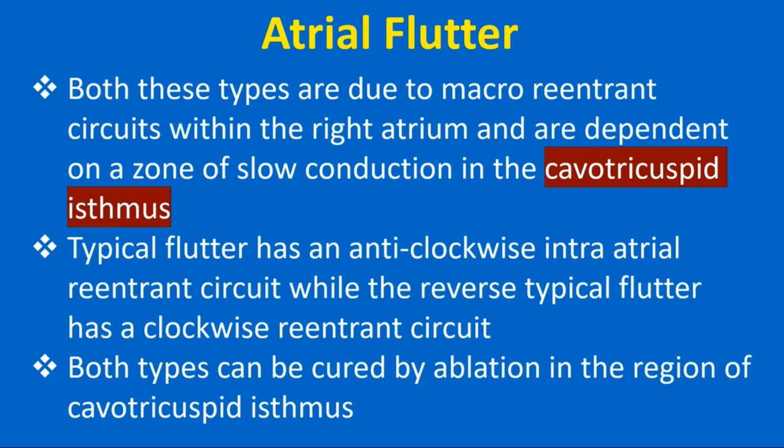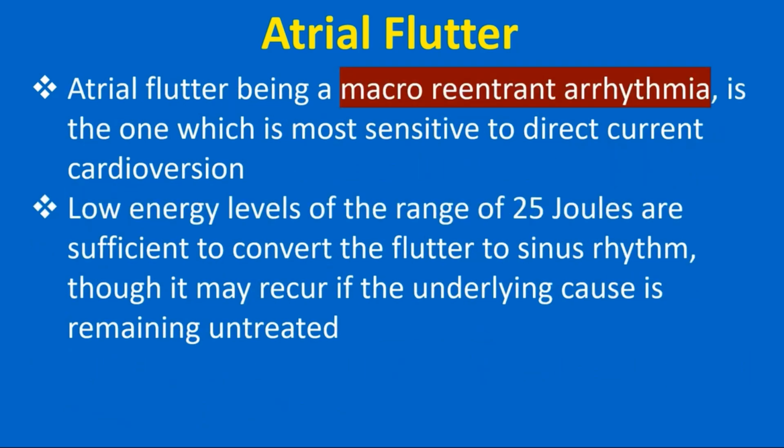Typical flutter has anti-clockwise intra-atrial reentrant circuit, while the reverse typical flutter has a clockwise reentrant circuit. Both types can be cured by ablation in the region of the cavo-tricuspid isthmus. Atrial flutter, being a macro-reentrant arrhythmia, is the one which is most sensitive to direct current cardioversion. Low energy levels of the range of 25 joules are sufficient to convert the flutter to sinus rhythm, though it may recur if the underlying cause is remaining untreated.